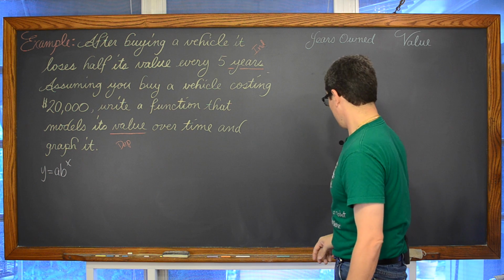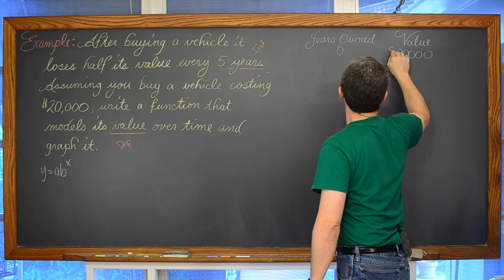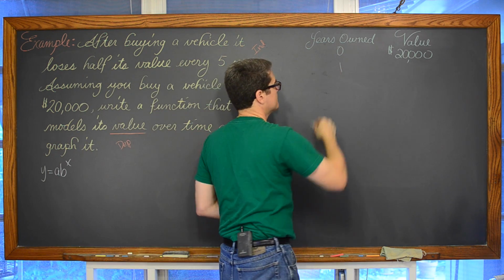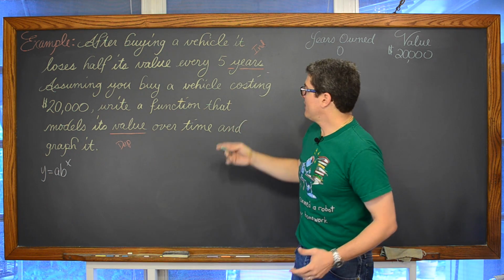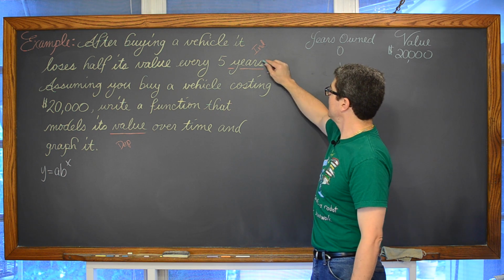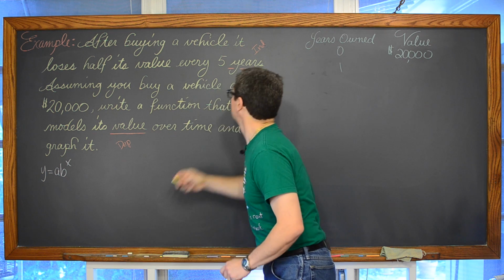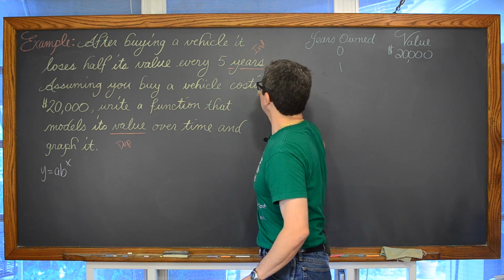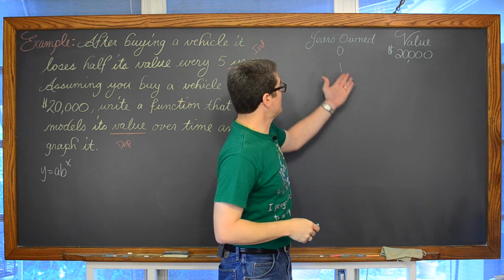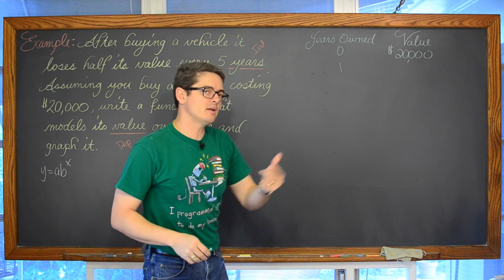Look at this wording about losing half the value every 5 years. Again, at year 0, the value of the vehicle is still $20,000. At year 1, if I'm losing half every 5 years, then I don't initially have enough information to figure out easily what the value is in 1 year, because I only know that it loses half every 5. So making a table of values and asking what the value is at 1 year, I can't just write that down.